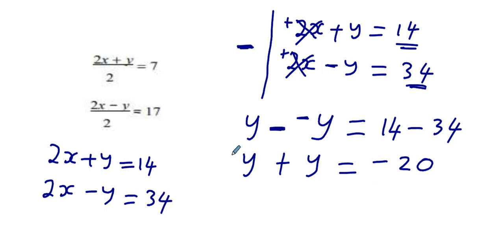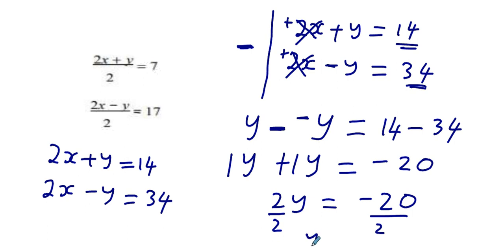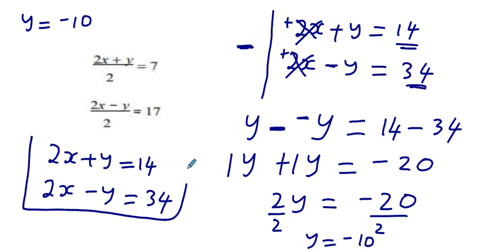Yes. So now 1y plus 1y, this is 2y, equals negative 20. To find the value of y, you need to divide by 2. Y equals negative 10. See that? So I got y equals negative 10. Remember our questions? This is our equations. Okay, so we have removed the x, we got y. Now it's time for us to remove y and get x.